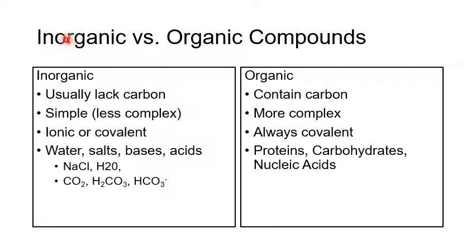Also, before we move on, we can look at a distinction between different molecules that are formed, different compounds. We can have inorganic or organic compounds. Inorganic usually lacks carbon. You can see down here, there are molecules with carbon that are considered inorganic, but they are less complex molecules. Here we just have one carbon for each of these molecules. Also, inorganic can be ionic, like sodium chloride, or covalent, like you see in water. Water is considered inorganic.